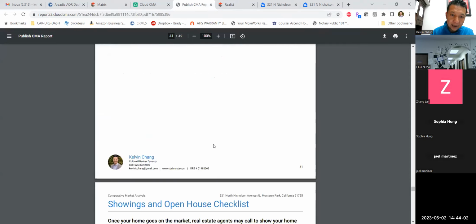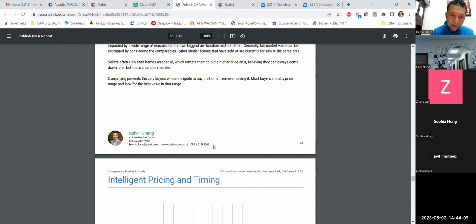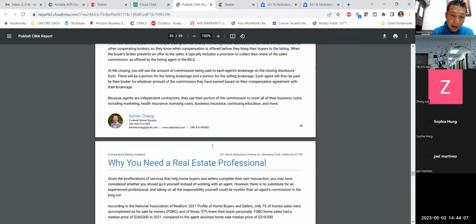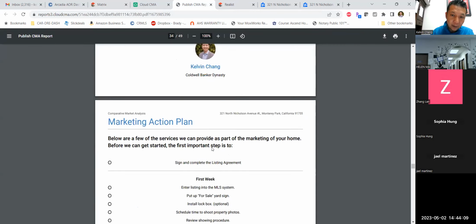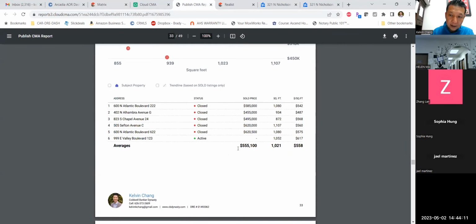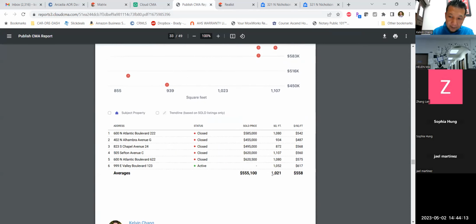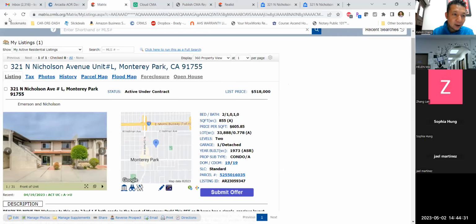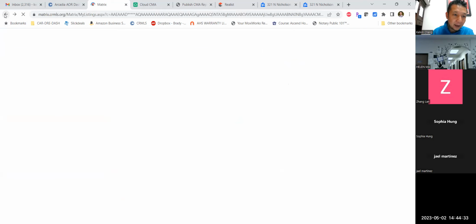And when I look at the analysis, the market in February, when this was done, the rates were still high and everything like that, it was not a good market. Their average is 558. I'm pricing at 605, and the only other one active was 999 Valley Boulevard. They priced theirs at 617 a square foot, very high. 999 Valley. Let's go back and see what 999 Valley ended up doing.